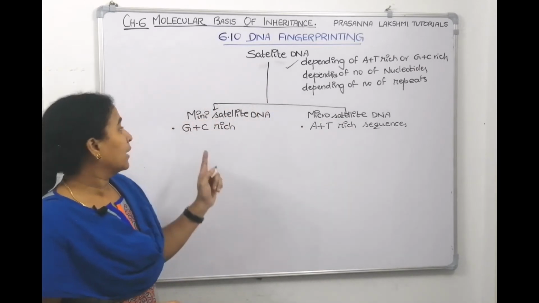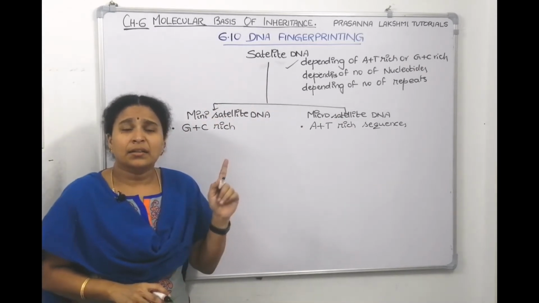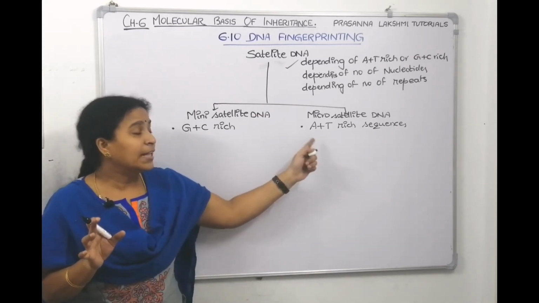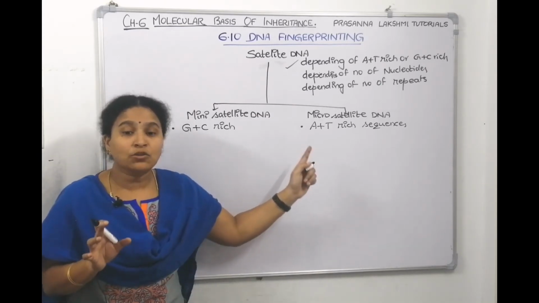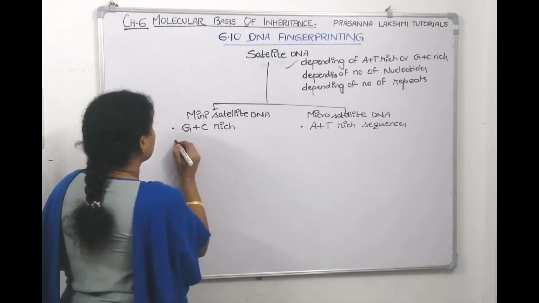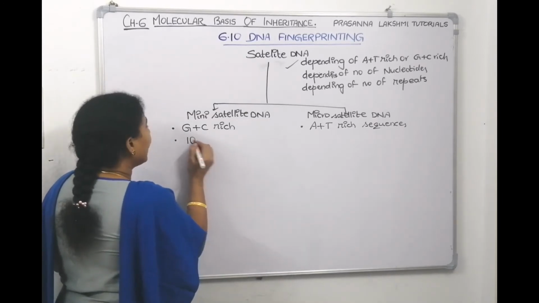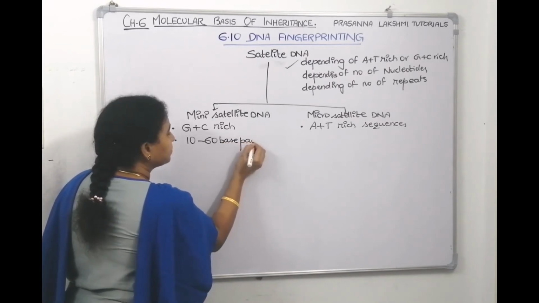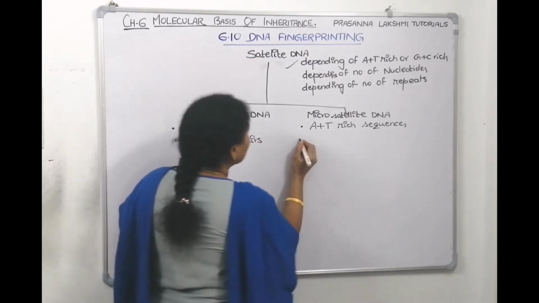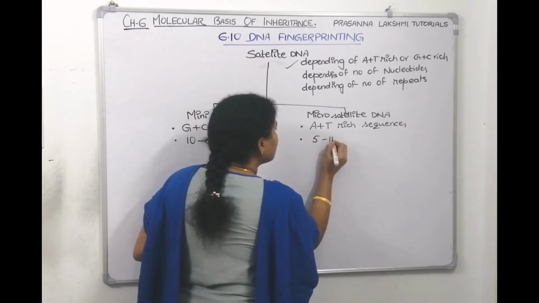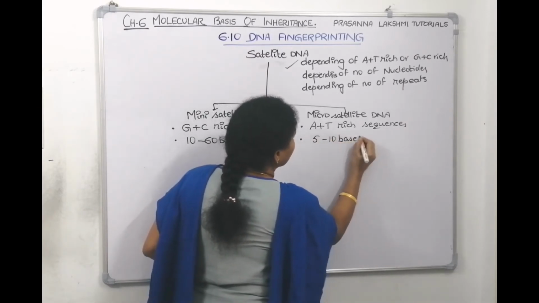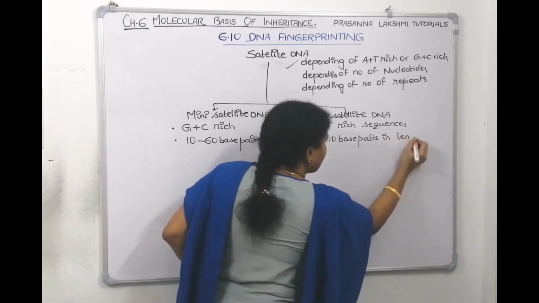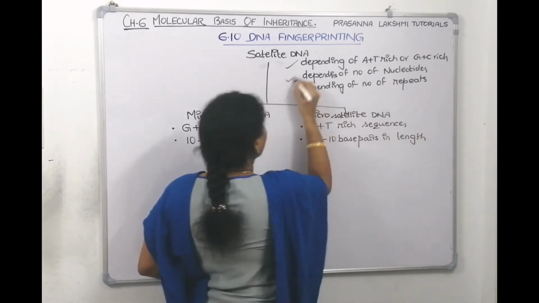Number of nucleotides. The length of the mini satellite is 10 to 60 base pairs, whereas the length of the microsatellite is 5 to 10 base pairs only. Understood? The second point also.